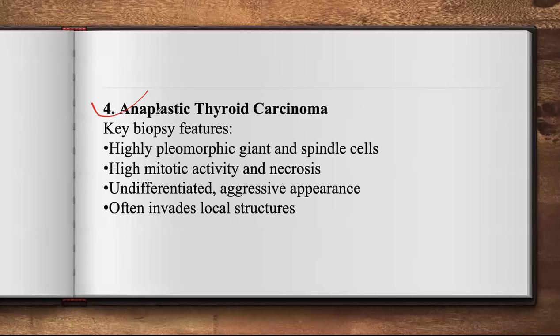And then the worst one, anaplastic thyroid cancer, where we get highly pleomorphic giant and spindle cells. We get a lot of mitotic activity. So it's quite aggressive. It's very uncommon, but if the question says or the biopsy shows multiple different shapes of giant cells and spindle cells, then we can think of anaplastic thyroid cancer.